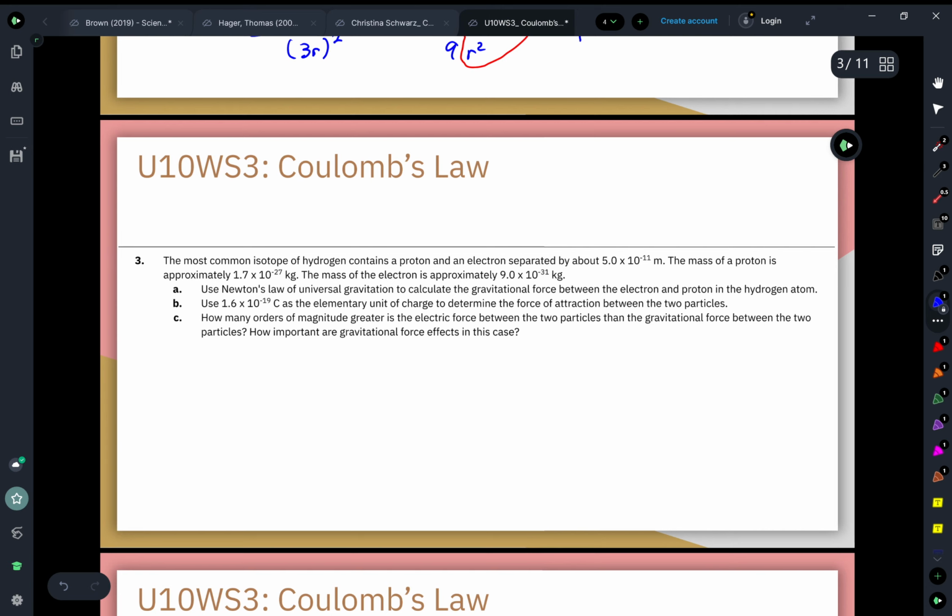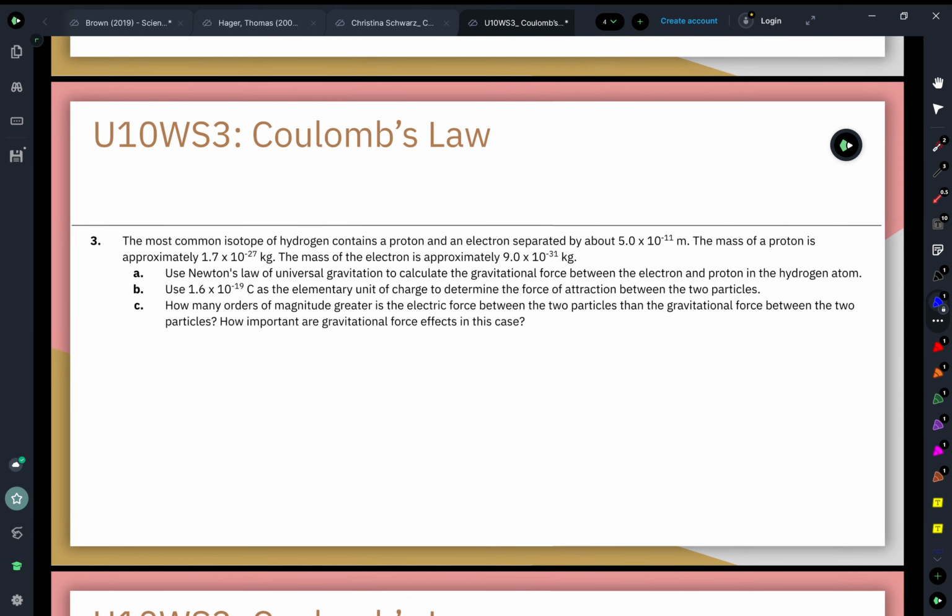There are 3 parts to this problem. The first part, we're going to determine the force of gravity between the proton and the electron inside of the hydrogen atom. Then, after that, we're going to use our 1.6 times 10 to the negative 19th power coulombs as our charge for the proton and our charge for the electron to determine the force of attraction or the electrostatic force between those two particles. Before finally, we're going to be comparing those two values by determining how many orders of magnitude there is between those two forces to determine which one has a greater effect on keeping that atom together.